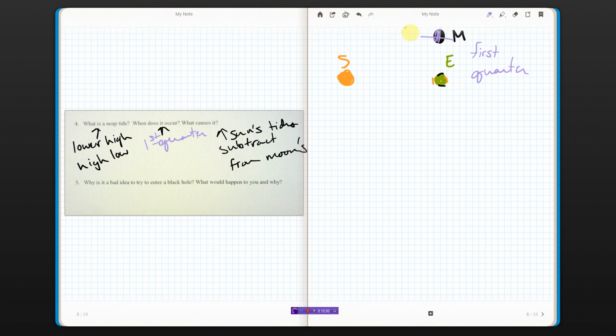Okay, but I can also get the same arrangement if the moon is over here. In which case, this side is lit, but I see this side still half full, but now that's a third quarter right there.